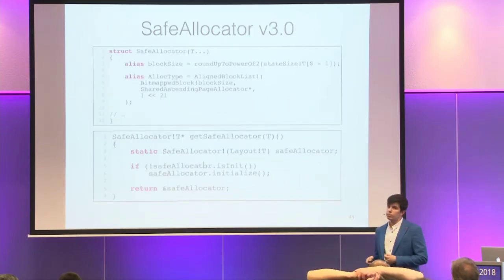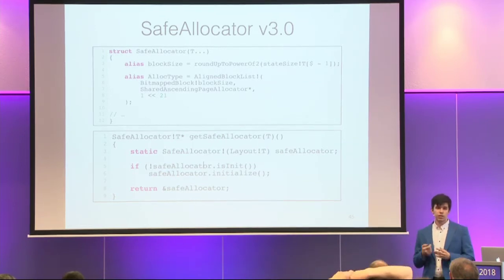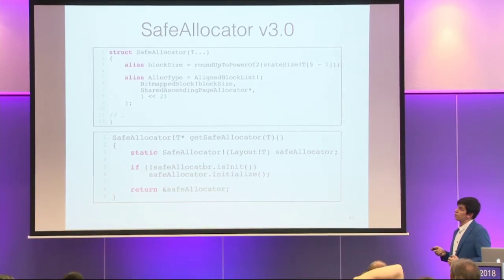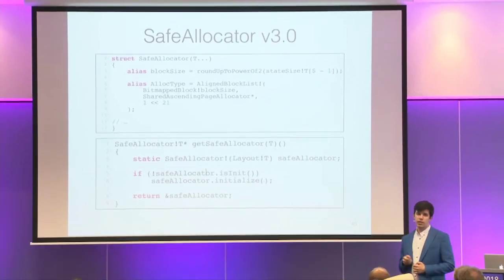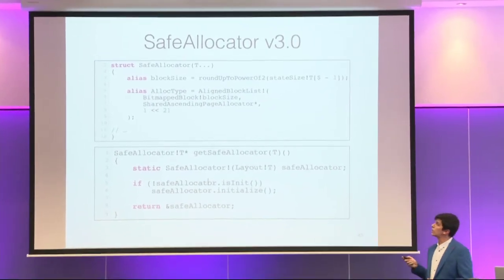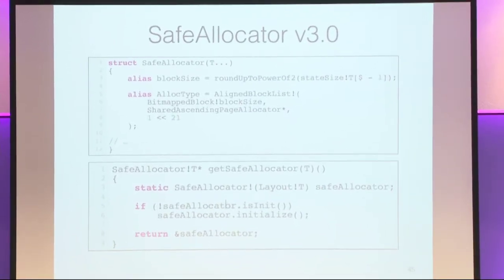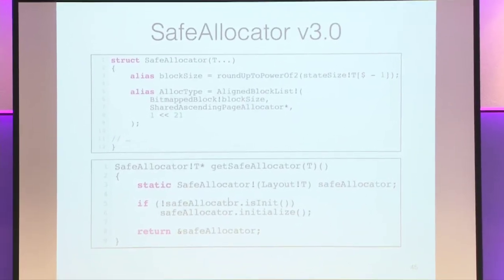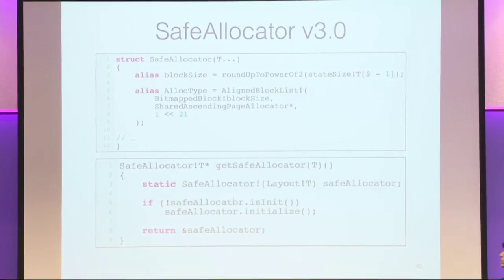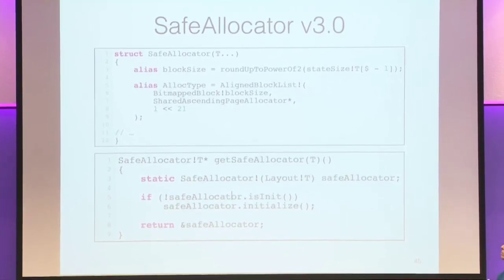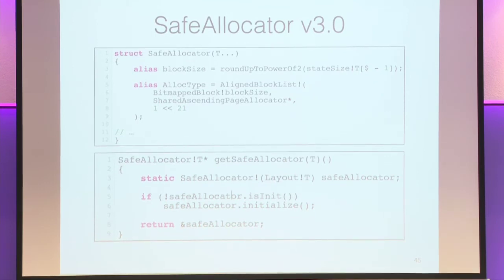So in order to apply the layout technique to our allocator, again, minimal changes. Now the helper function, instead of passing the type, will pass the layout of that type. And the SafeAllocator will be parameterized not by the type, but by the layout. And with minimal changes, we still have fast, thread-safe SafeAllocator.